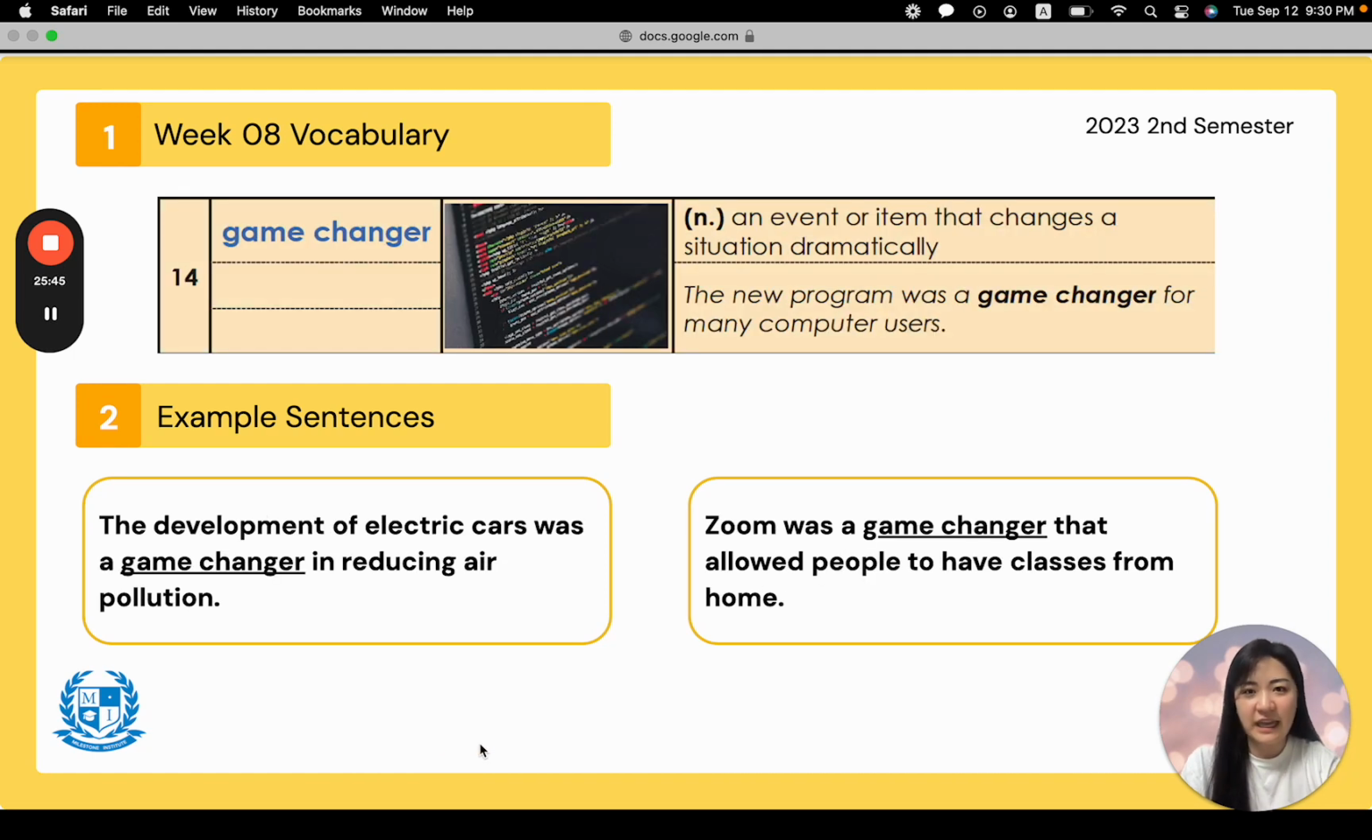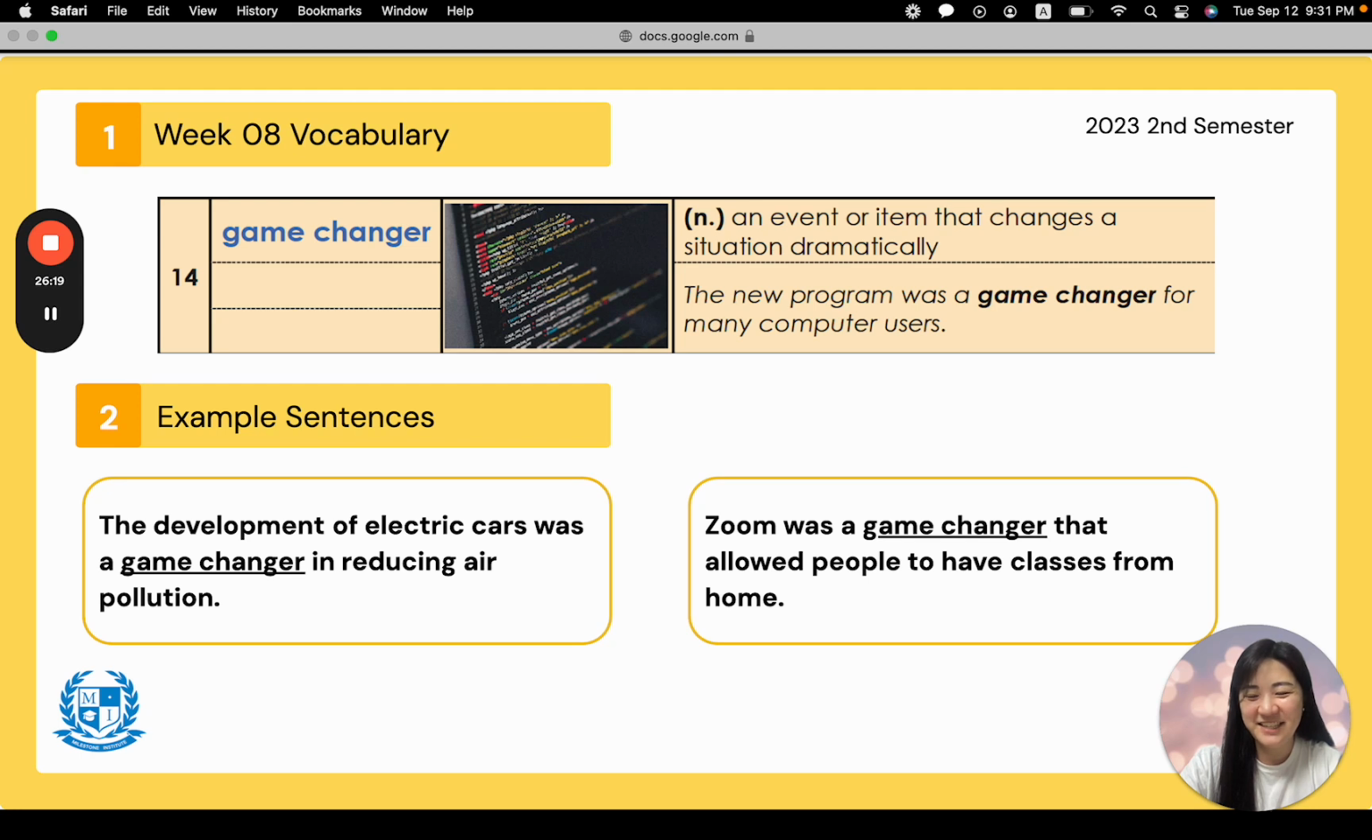Number 14, everyone say game changer. Game changer. And this is a noun, and it means an event or item that changes a situation dramatically. It says the new program was a game changer for many computer users. So something that has happened that has changed the whole field and what it has been working upon. Repeat after me: the new program was a game changer for many computer users.